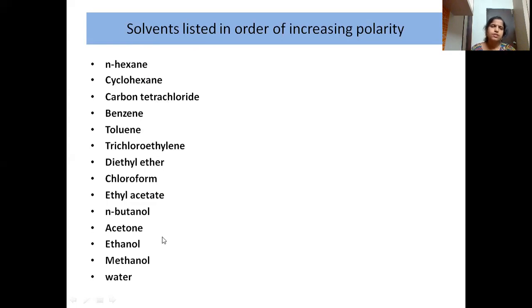Either you can start with non-polar solvents. If the separation is not good, then you can go for a combination of solvents. One can be polar, the other should be non-polar, and with different ratios you can do the experiment. Based on the trial and error method only, we need to select the proper solvent system.